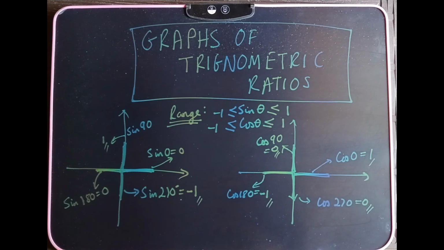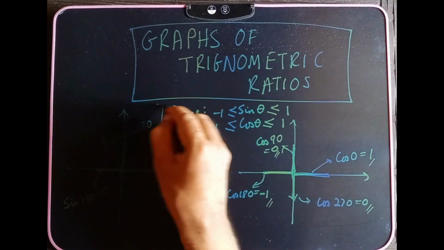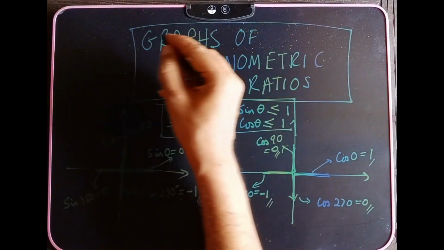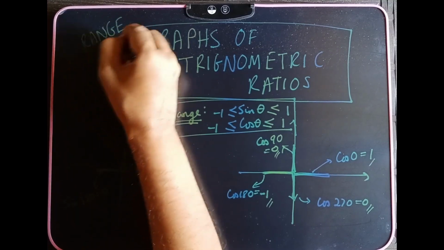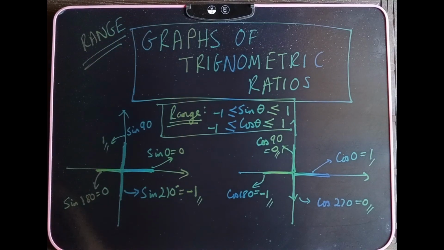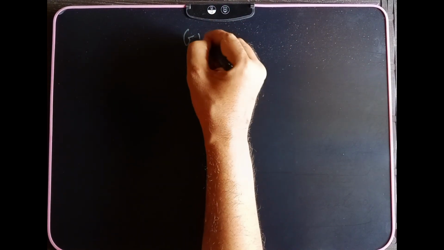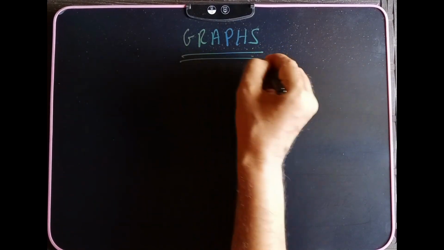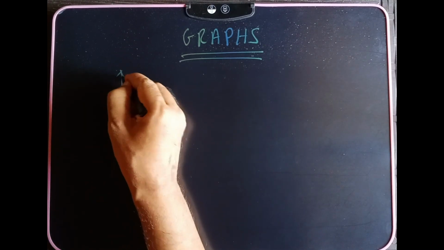Now how to plot the graph? Let us see how to plot the graph now. I'll wipe this out. This is about range. This topic should have been graphs and range also, it is covering range also. Okay, next part, graphs. Graphs for sine and cos. This is the sine graph I'm going to draw first.